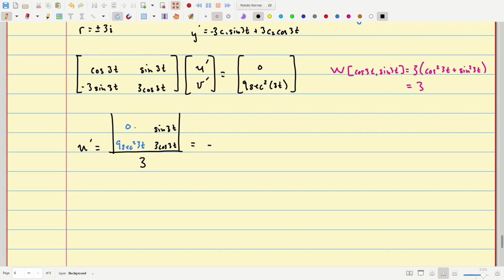Computing u prime, we take 0 times 3 cosine 3t minus 3t times 9 times secant squared 3t. So we're going to get 9 sine 3t times secant squared of 3t all over 3.